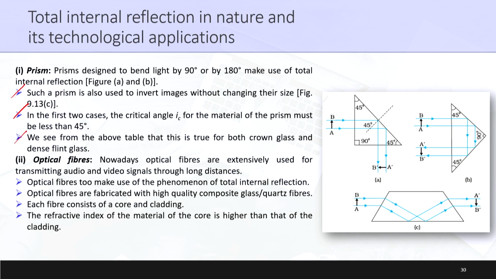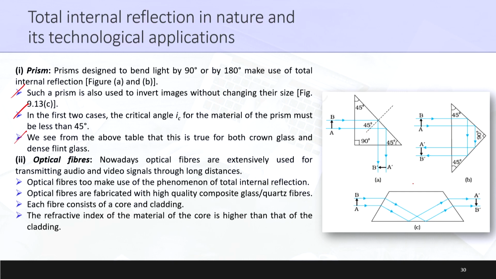Next application is optical fibers. Nowadays, optical fibers are extensively used for transmitting audio and video signals through long distances. Optical fibers too make use of the phenomenon of total internal reflection. So, how does it use this total internal reflection? Basically, optical fibers are fabricated with high quality composite glass or quartz fibers. So, these are one of the implications of total internal reflection.